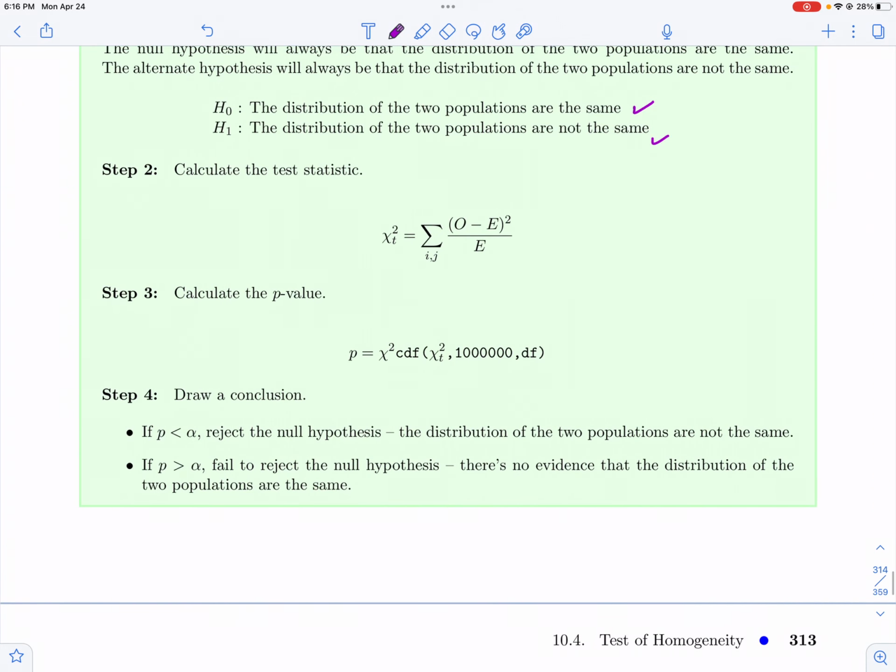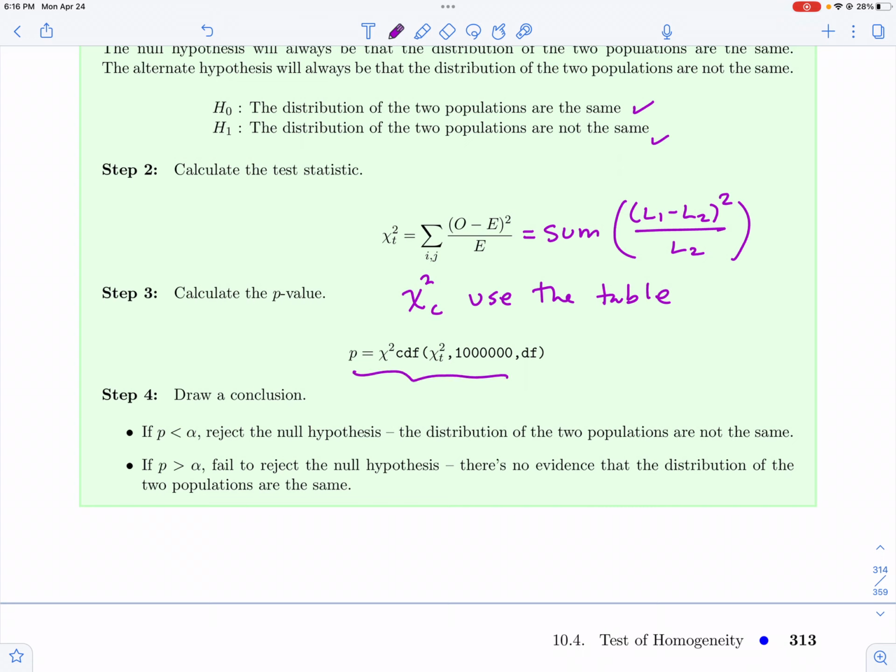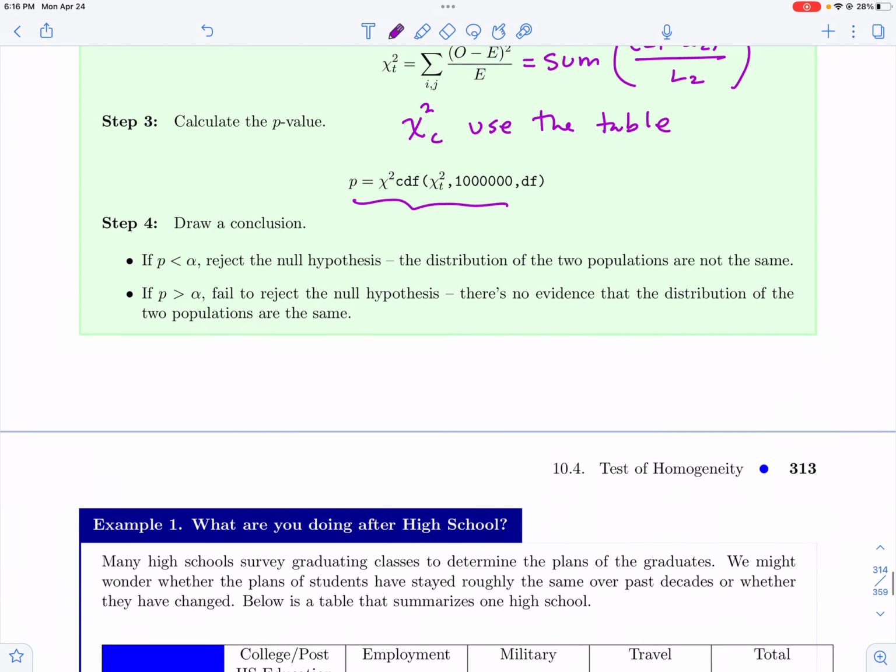So again, since this is in a matrix form, when it comes time to find our chi-squared sub t, this is going to be exactly what we did in the last section. So L1 minus L2 squared, all divided by L2. Our chi-squared sub c, we're going to use the table for. And then again, our p-value, exactly the same as what we've been doing. And then finally, when it comes time to draw our conclusion, if p is less than alpha, we reject the null hypothesis. The distribution of the two populations are not the same. If p is greater than alpha, we fail to reject the null hypothesis. There's no evidence that the distribution of the two populations are not the same.